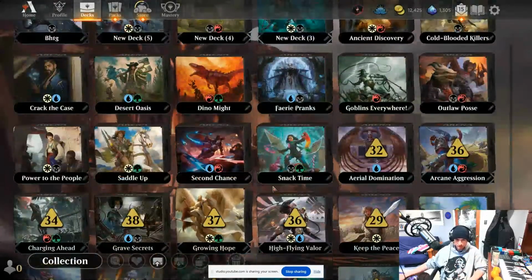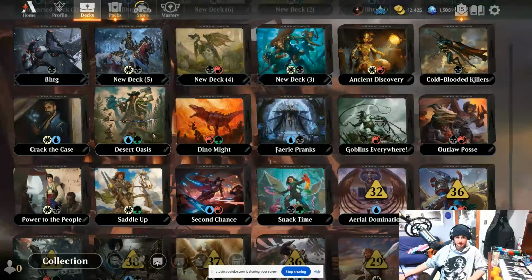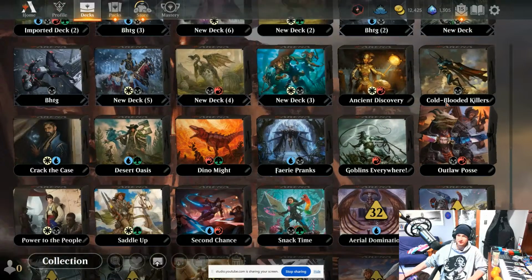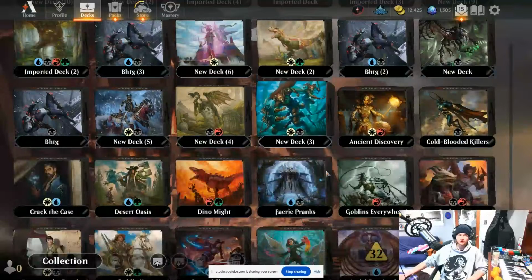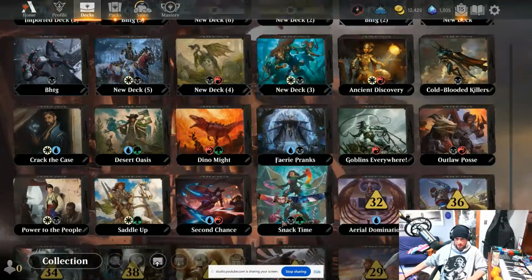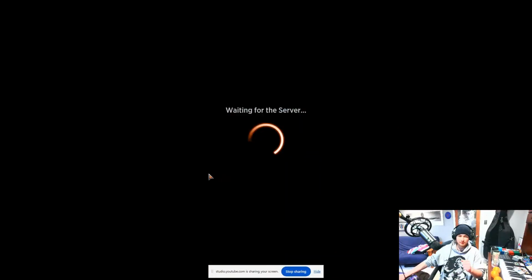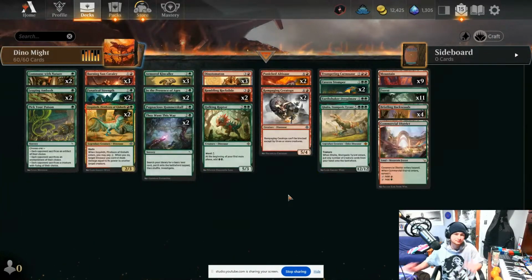But if we go down to the beginning, right? Snack Time, Second Chance, Saddle Up, Power to the People, Crack the Case, Desert Oasis, Dynamite, Fairy Pranks, Goblins Everywhere, Outlaw Posse, Cold Blood Achilles, Ancient Discovery, and then all these new decks are decks that I built. So from here all the way down to here are free decks that you get, and they're not the most amazing decks. You don't see something insane. You get a couple of rares and mythics. Now, for very new players, I know I've been going very fast. It's a good place to start right here.